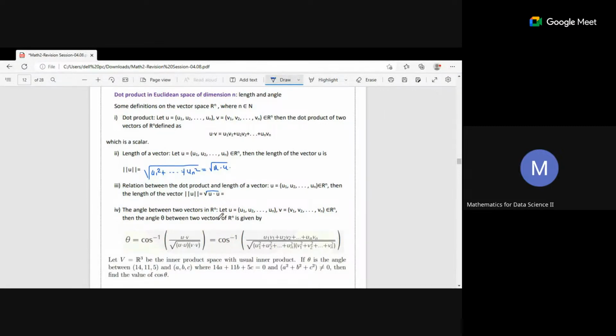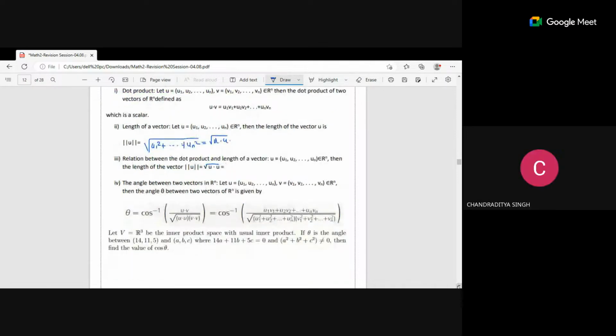And what is the angle between two vectors? How do you identify it? It is cos inverse of u dot v divided by square root of u dot u into v dot v. So here u dot v is the dot product. The next topic is inner product.